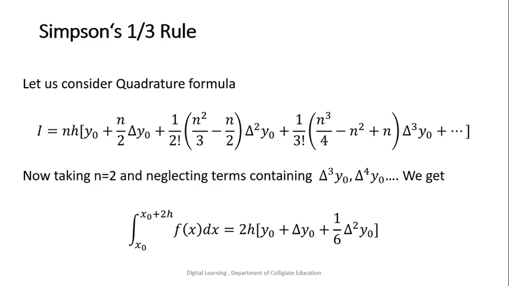Then the above equation becomes integral from x0 to x0 plus nh. That can be written as integral from x0 to x0 plus 2h of f of x into dx is equal to 2 into h times y naught plus 2 by 2, which gets cancelled, delta y naught plus 1 by 2 factorial. Here n is equal to 2, that is 2 square by 3 minus 2 by 2, which is 1. Simplifying, we get 1 by 2 factorial times this term, which is nothing but 1 by 6 delta square y naught.